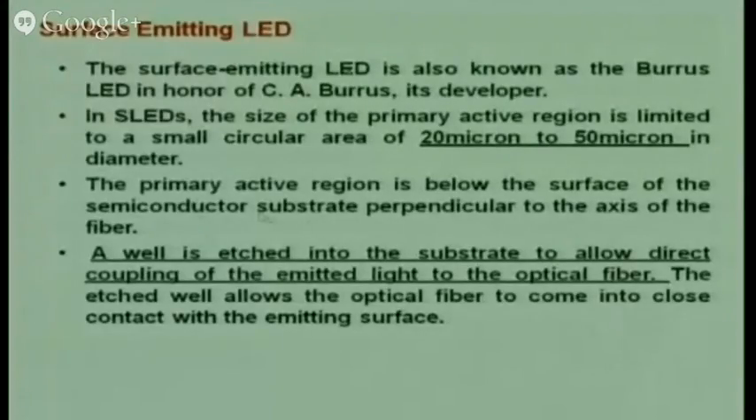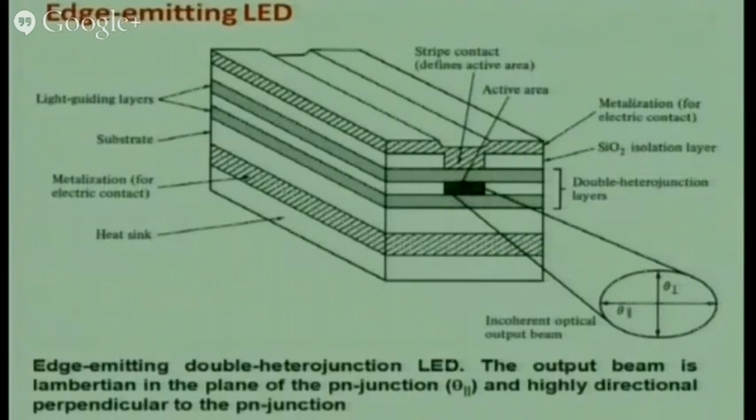The primary active region is below the surface of the semiconductor substrate, perpendicular to the axis of the fiber. A well is etched into the substrate to allow direct coupling of the emitted light to the optical fiber. The etched well allows the optical fiber to come into close contact with the active region, so that I can couple the maximum light. Another option: one is coupling the light from the surface; can I couple from the edges, right?